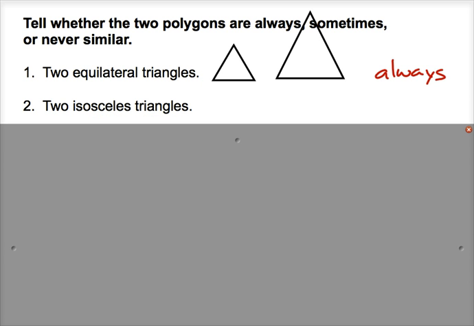Number 2, two isosceles triangles. Well, for this one, if I'm thinking of two isosceles triangles, the first thing I think of is if I have an isosceles triangle like this, I could get another one that's definitely similar to it, but I might get an isosceles triangle that is a shape like this where the angles aren't going to match up. So this one's just going to be a sometimes.